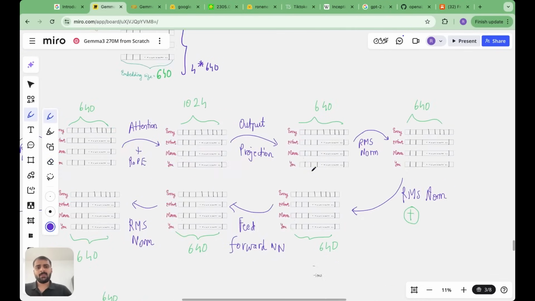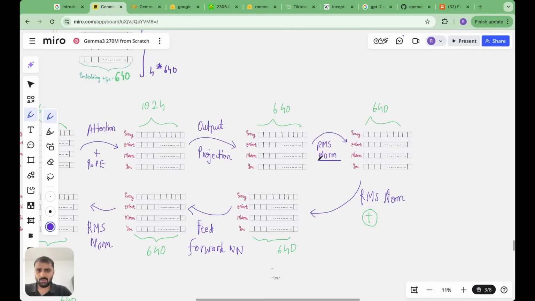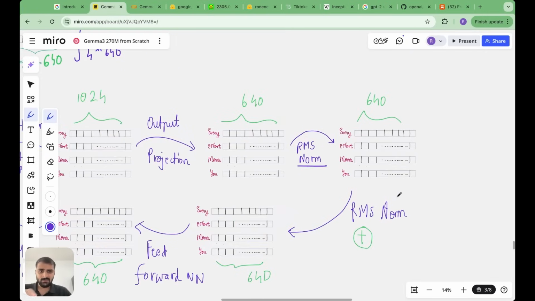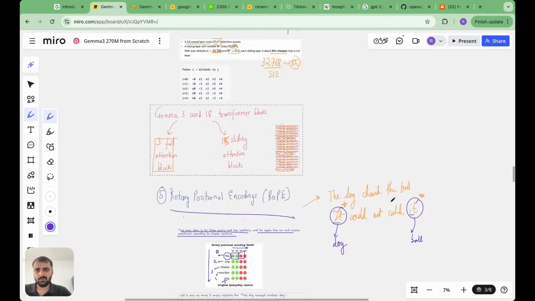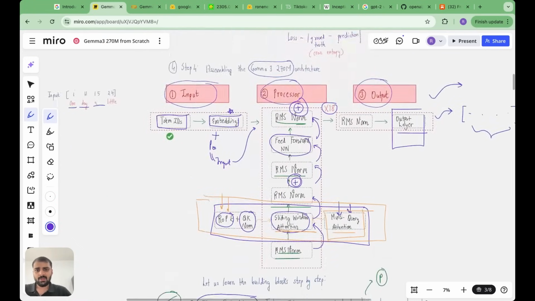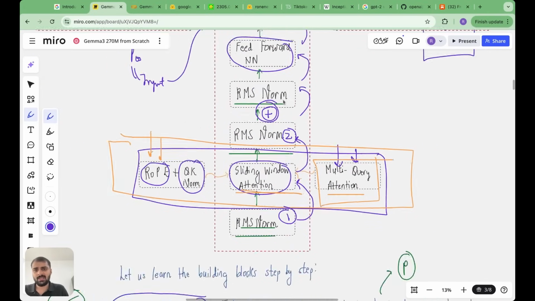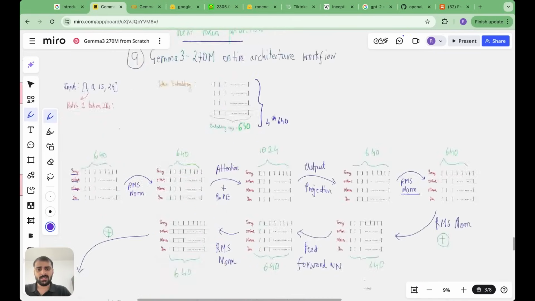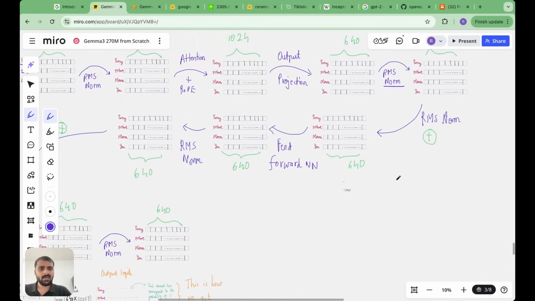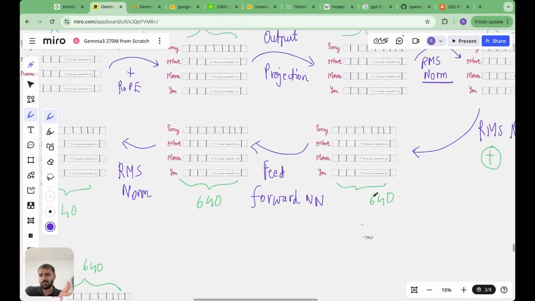All right. So we are at this stage where we have this output projection. Then we have one more layer of RMS norm that preserves the dimension. Then we have a shortcut connection followed by an RMS norm. So if you see, after two RMS norms are applied, number one and number two, we have a shortcut connection followed by another RMS norm. So that's what we are doing right now. So the dimension is again maintained. We have four tokens, each of which has 640 dimensions.